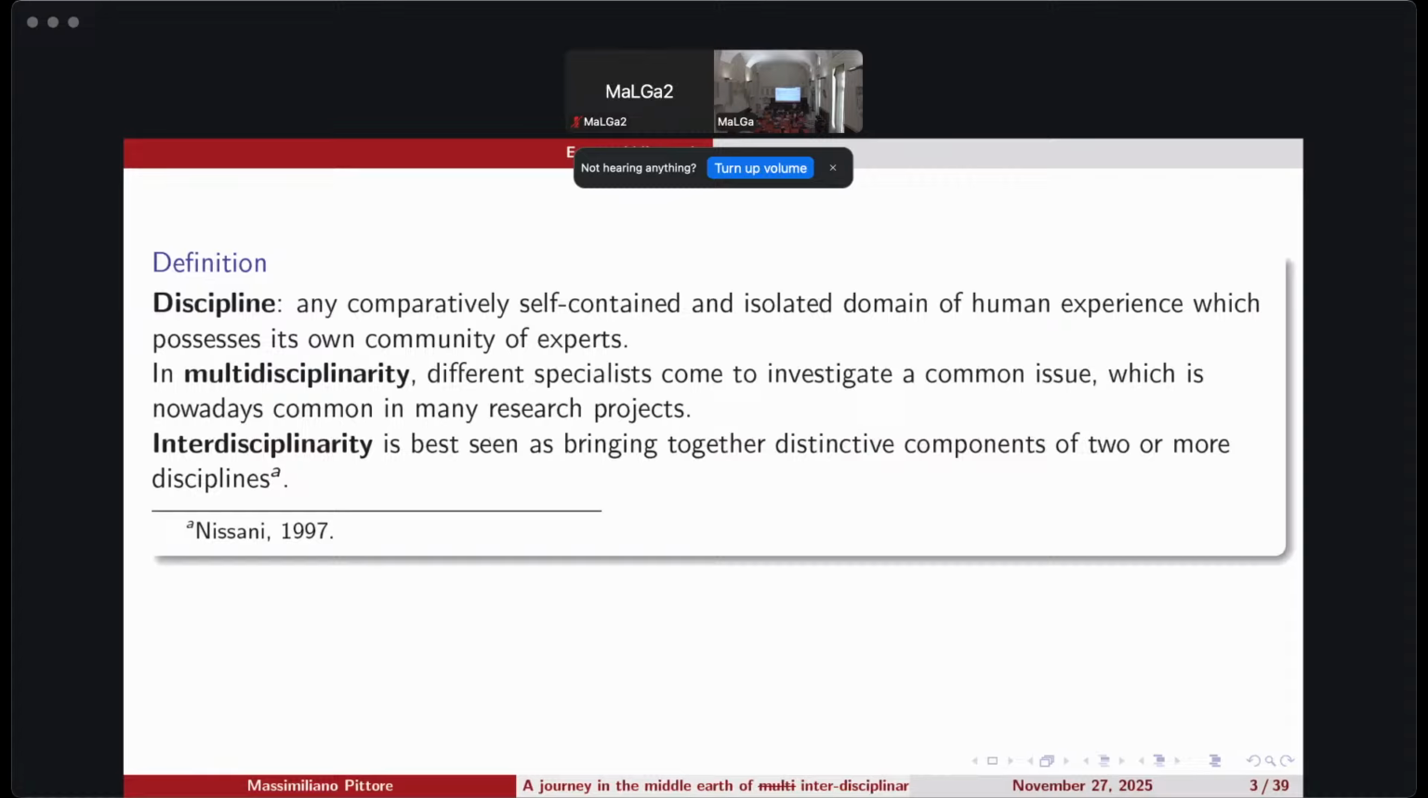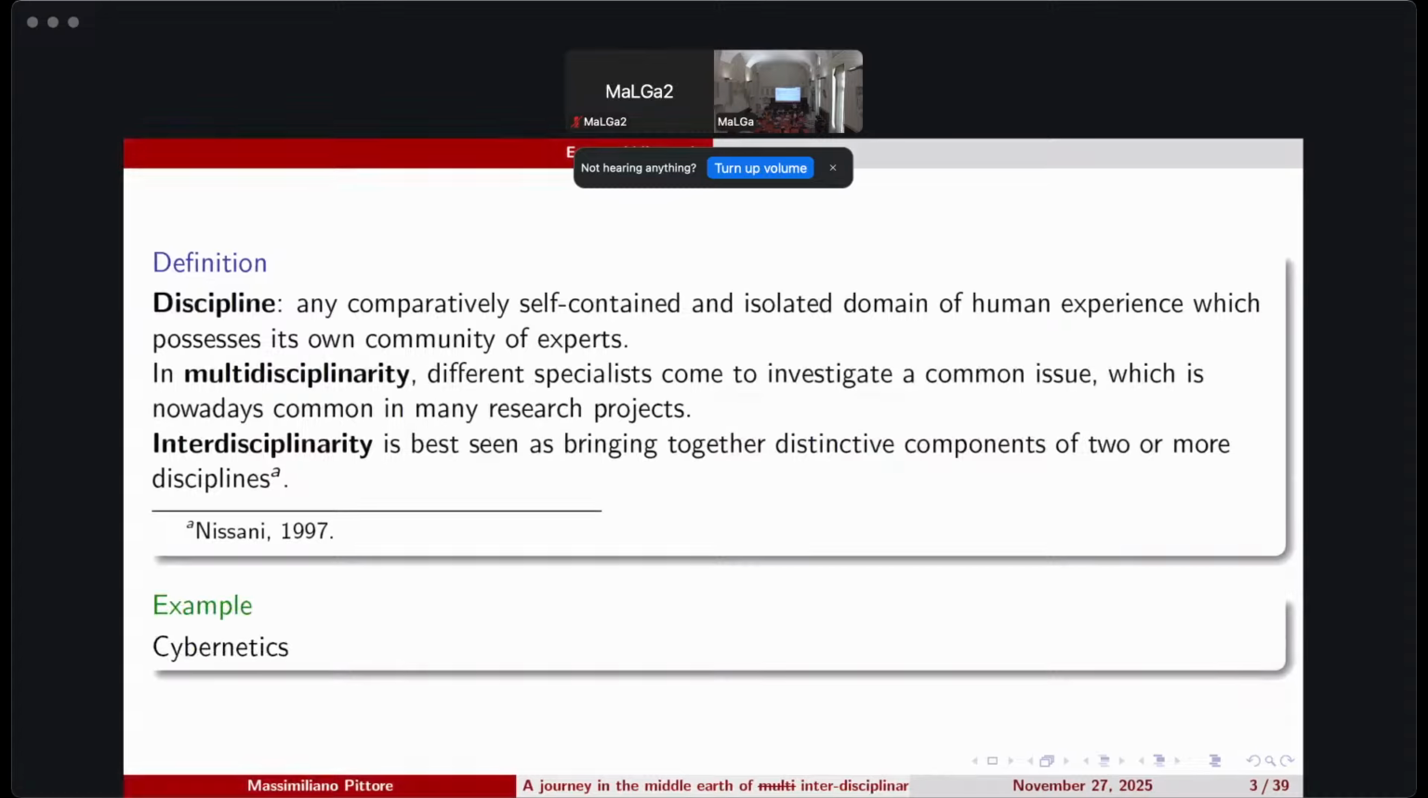Which means maybe, if not mastering, being quite comfortable in more than one discipline at the same time. And I'm looking at Vincent because one of the first examples often mentioned in the literature about interdisciplinarity is cybernetics. And I will always remember your lessons in cybernetics at the university, especially these slides.